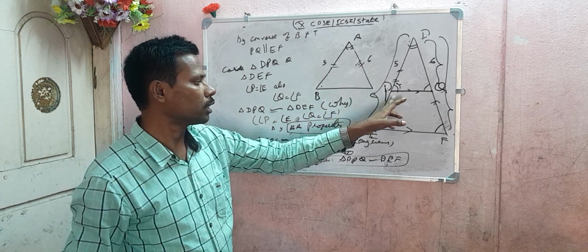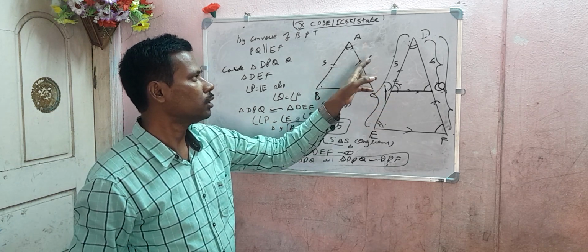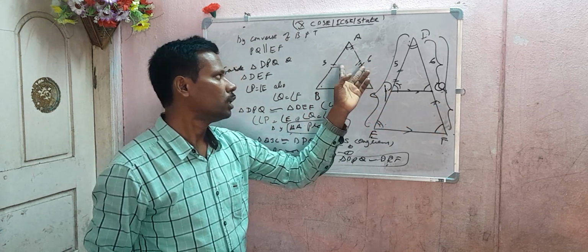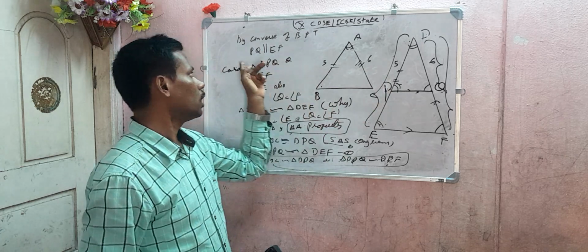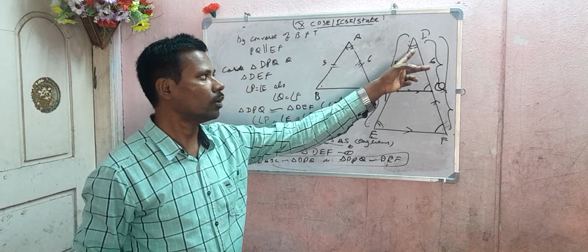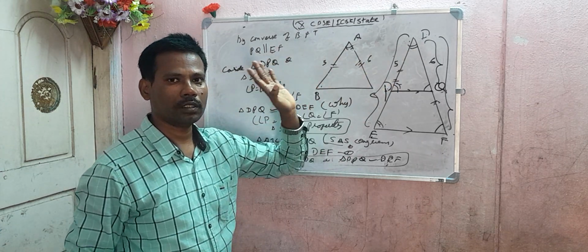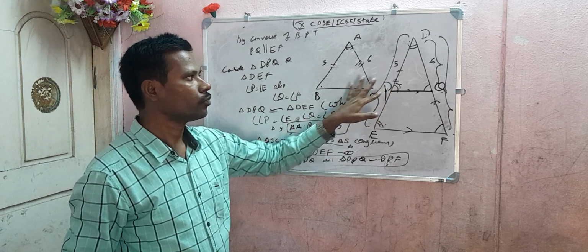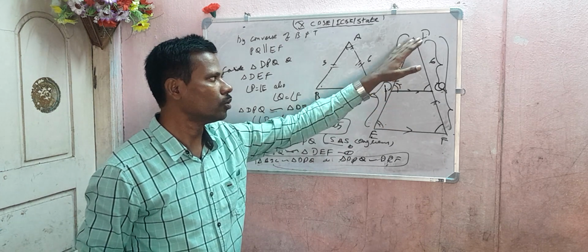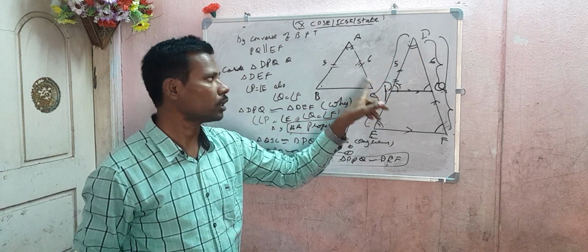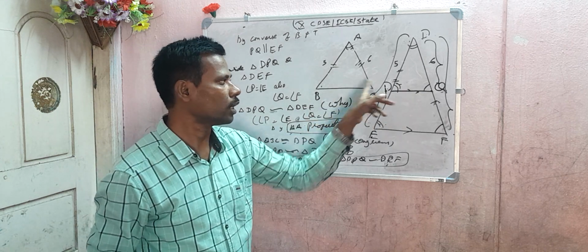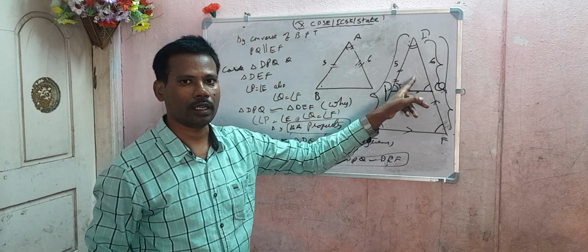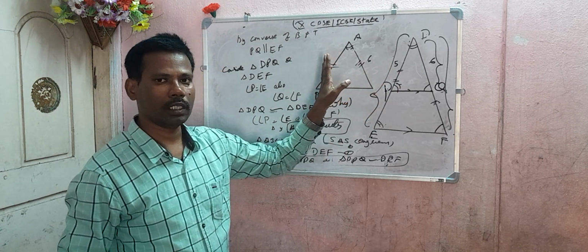AB is the side corresponding to DE, AC is the side corresponding to DF, and the ratios are equal and one angle is equal, the included angle is equal, then the triangles are similar. So construction: mark P and Q on triangle DEF such that this triangle is congruent to this triangle. You just prove it by side angle side.